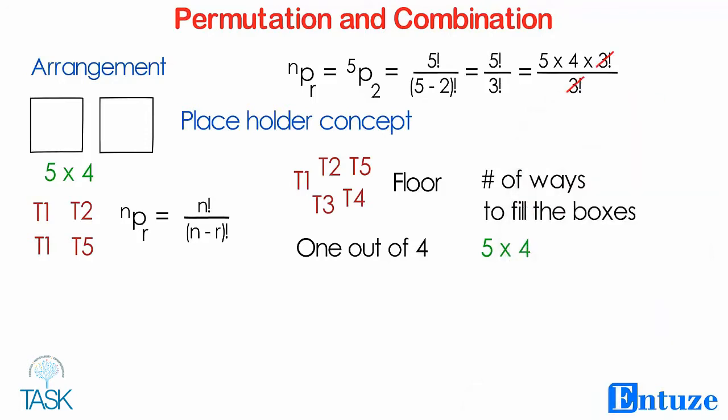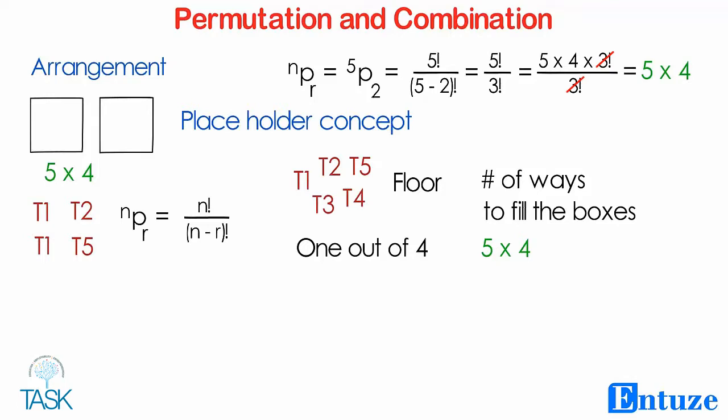Factorial 3 cancels, so 5 into 4, and you get the same result, 5 into 4. Now, these are the different ways of looking at it. nPr, because it is a permutation, it is an arrangement, because which toy is first and which toy is second, that matters. That is, T1, T2 and T2, T1 is not the same thing.